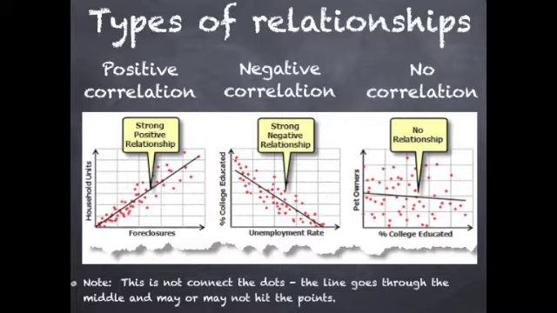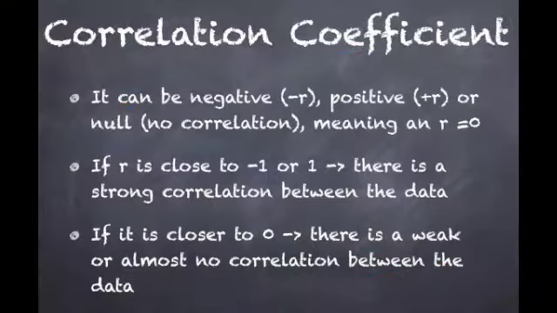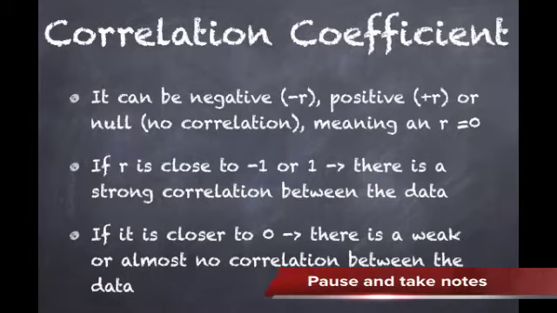Look at the next one. It has a negative correlation because it mostly goes downhill. In the third one, the data is all over the map. It's so scattered that there's no way we could possibly relate percentage of college educated to pet owners. It has no correlation. This does not connect the dots, guys. The line goes through the middle and may not hit any of the points at all. It may hit one, it may hit none. That's where the correlation coefficient comes in. Get ready to take some notes.